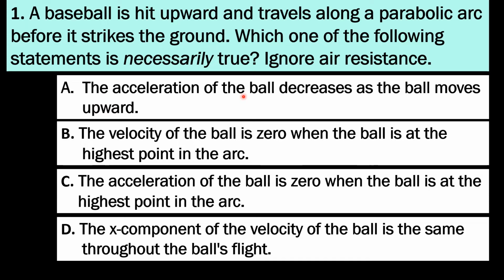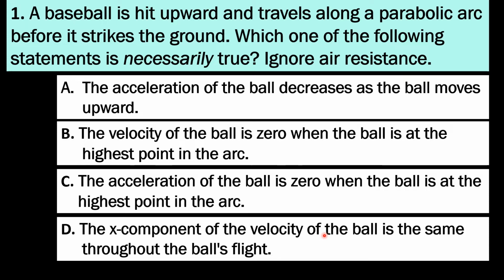Is it letter A? The acceleration of the ball decreases as the ball moves upward. Or is it letter B? The velocity of the ball is zero when the ball is at the highest point in the arc. The arc meaning the trajectory. Letter C. The acceleration of the ball is zero when the ball is at the highest point in the arc. Or is it letter D? The x component of the velocity of the ball is the same throughout the ball's flight. So which among these statements is necessarily correct or true? What is your answer?